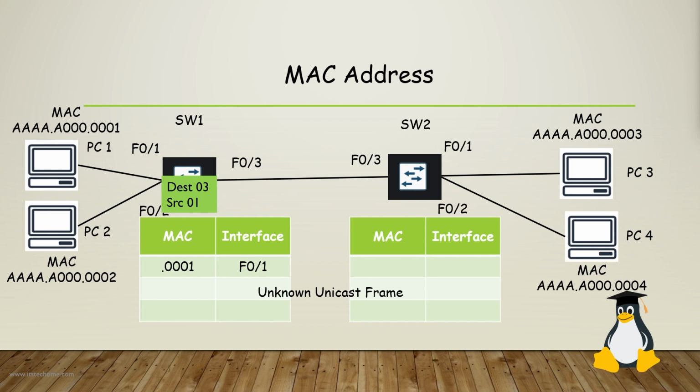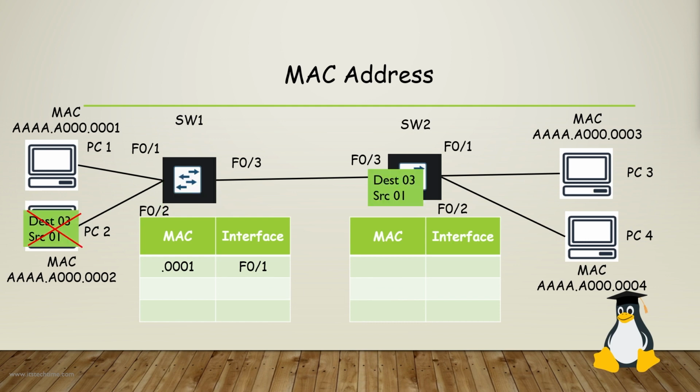So right now, since switch 1 does not know where PC3 is, this is called an unknown unicast frame. So remember, a switch will flood an unknown unicast frame out every interface it has except for the interface that the frame was received on. So switch 1 in this case will send the frame out F03 and F02. When PC2 receives the frame, since it's not destined for its MAC address, it's going to drop it instantly.